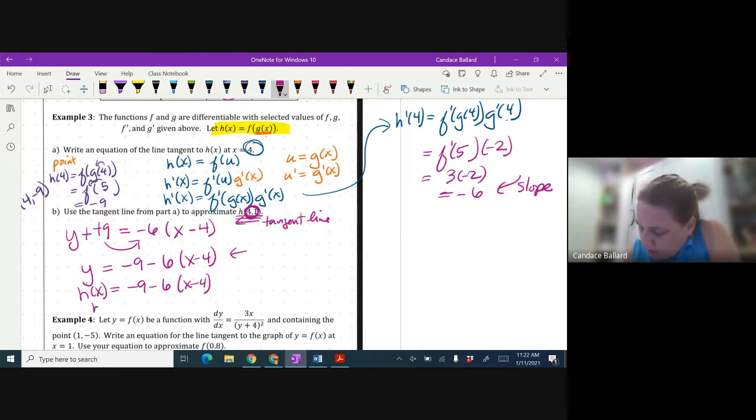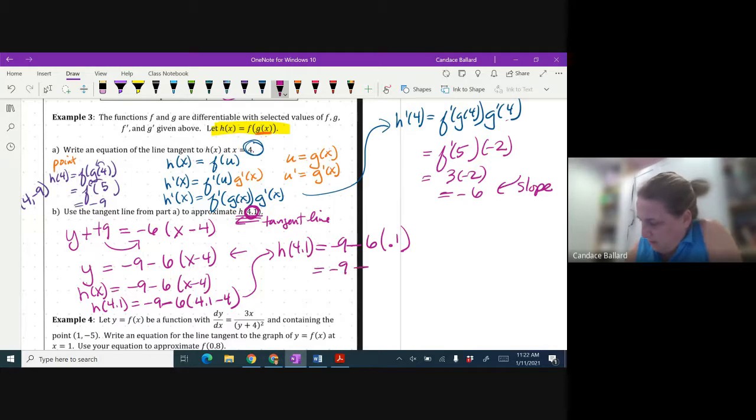All right, so I'm going to squeeze it in here. H, and believe it or not, even though this is a decimal point, it usually is non-calculator because check out what happens. Look at 4.1 minus 4. That's not a hard thing to do, right? This is a minus sign in here. So h of 4.1 equals negative 9 minus 6 times 0.1. So negative 9 minus 0.6, right? Make sure my arithmetic is right. Okay, and so negative and negative is going to stay negative, negative 9.6.